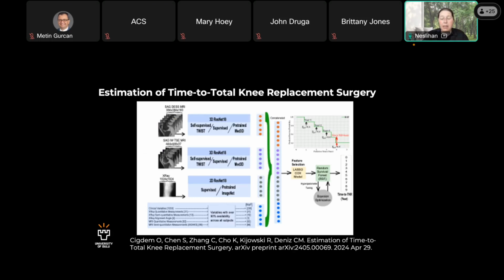Another popular area in this research domain is to estimate the time to knee replacement surgery. In this study, a survival analysis model was developed using both medical imaging data and clinical data. They observed that integrating clinical variables with imaging features resulted in more accurate estimates compared to models using only imaging features. So for this specific problem, we can say that clinical variables and imaging data are complementary to each other.